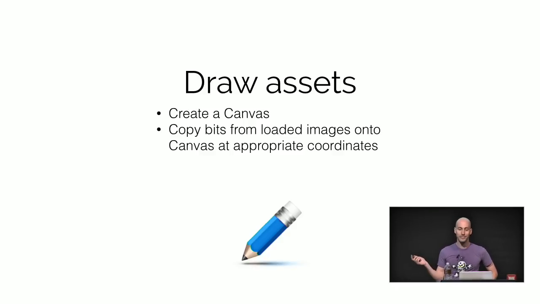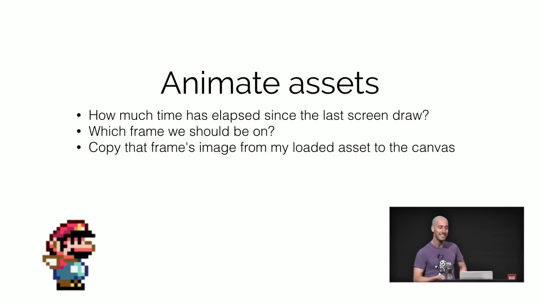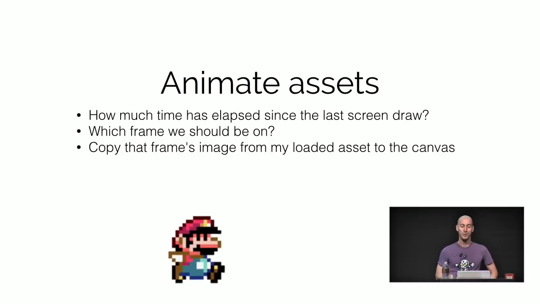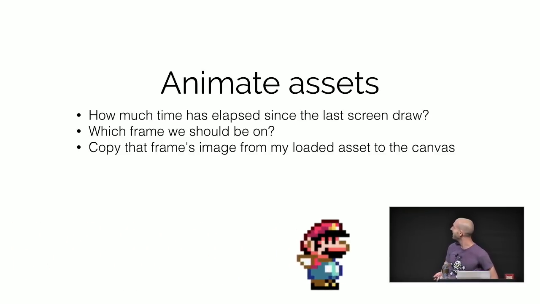We want to draw those things on the screen after we load them. So we'll need a canvas. We're going to need to figure out how to copy bits from those assets we loaded, like our images, and draw them on the canvas at appropriate coordinates. We're going to need to animate assets. It's hard for me to talk while Mario's running across the screen because he's so cute.